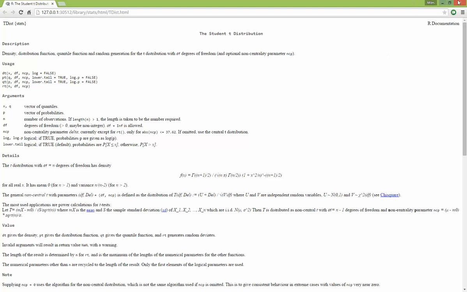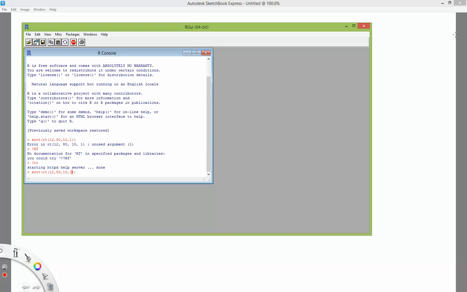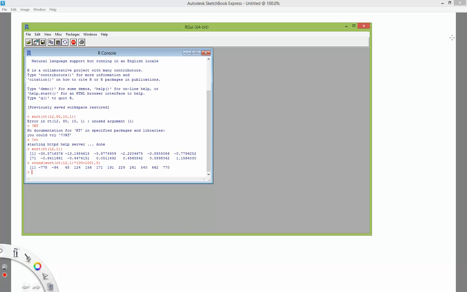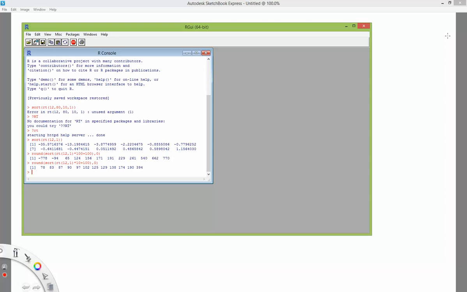Was there a name for that method of calculating outliers? I don't know if there's a name for it. I know there's names for everything, but I don't know the name for that off the top of my head. I apologize. Well, it flags it as an outlier, and you just say, okay, this is something a little unusual.